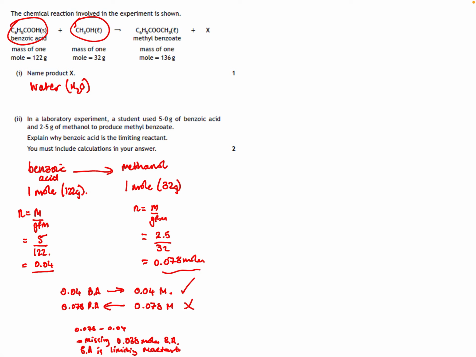And also you could argue that if you've got way more methanol and that's in excess, then that must mean the other one is the limiting reactant. So that should be fine. And remember, you're just following those 3 steps when you're doing these limiting reactant or excess calculations.